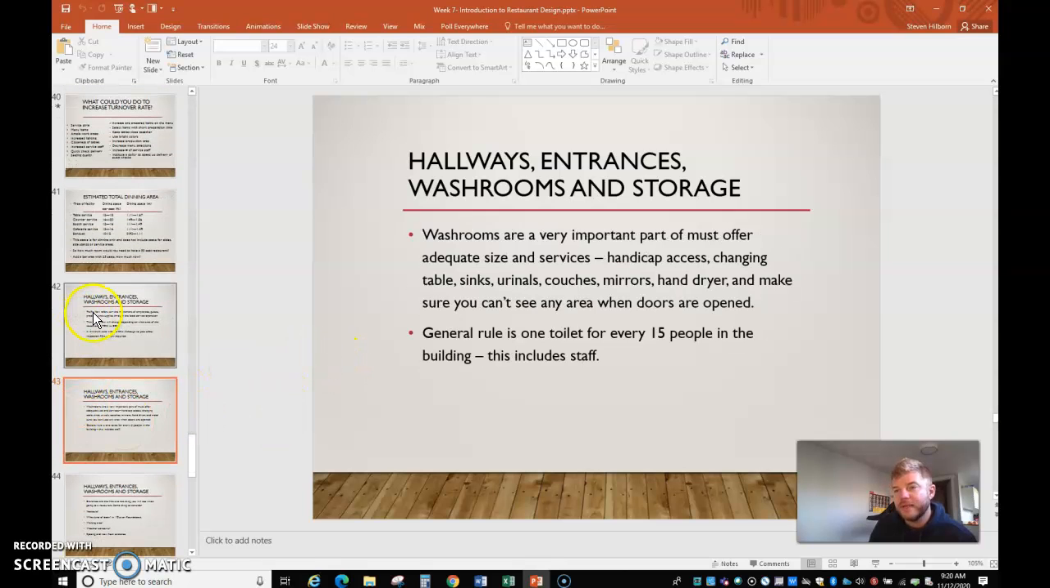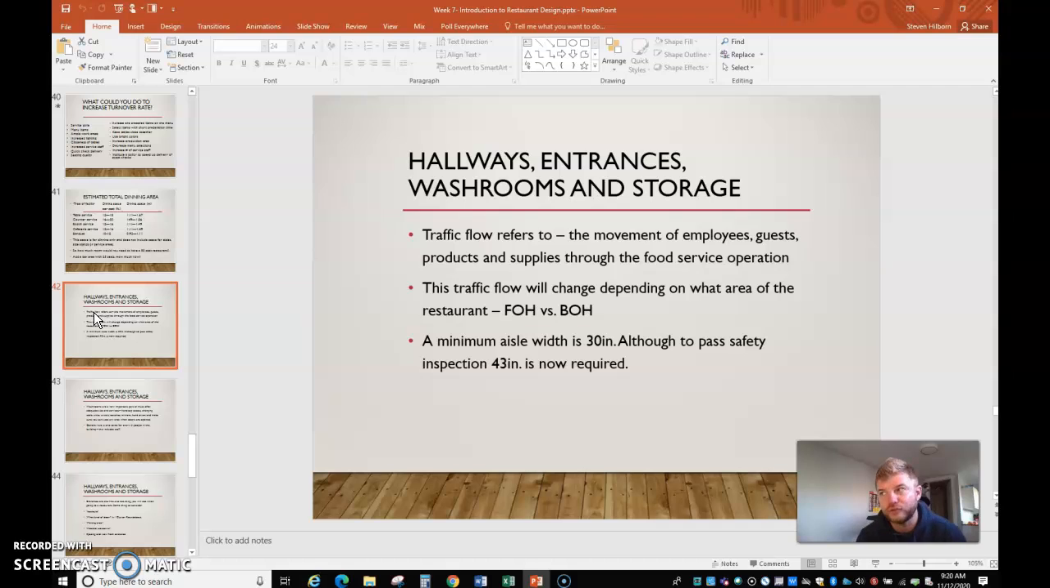Another one I want to talk about is hallways, entrances, washrooms, and storage. These are the spaces that most customers in restaurants don't notice as much. Usually they're looking at the bar area and their actual seating area, but these are the spaces that can make or break a really successful restaurant. A few things we want to talk about: the traffic flow. We want to ensure a good traffic flow, that we're not going to be running into anyone, that customers know where the washrooms are, that the back of house is out of sight, and deliveries are out of sight, and all those wonderful things.